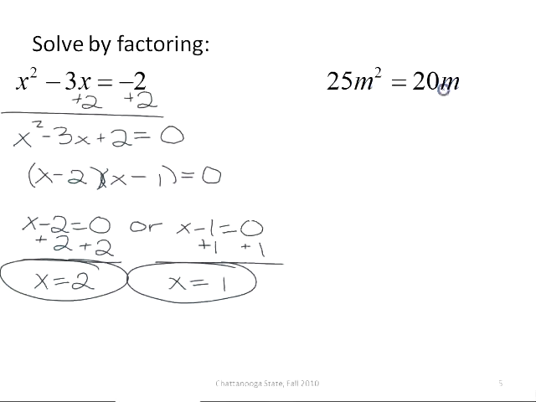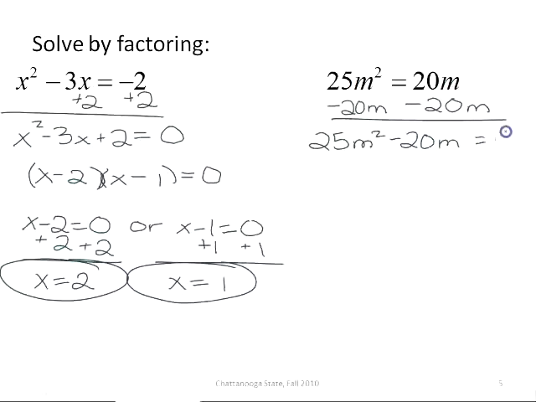Let's look at one more of these using this method. Here again, my equation is not set equal to 0. So to set it equal to 0, I have to subtract my 20m from both sides. That's going to give me 25m squared minus 20m equals 0.